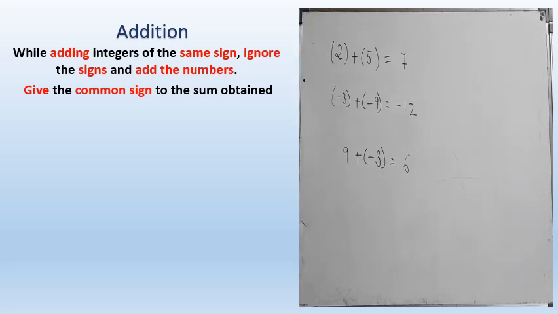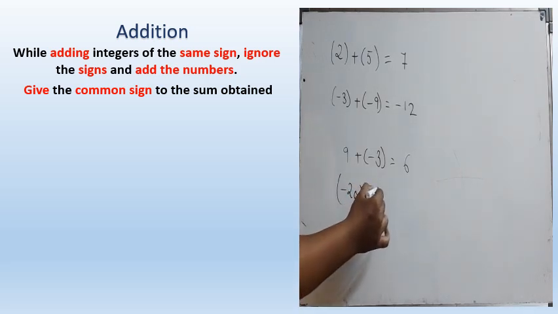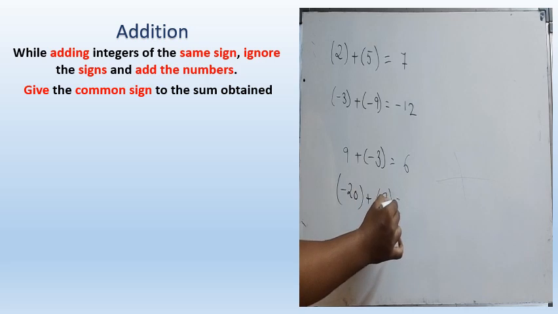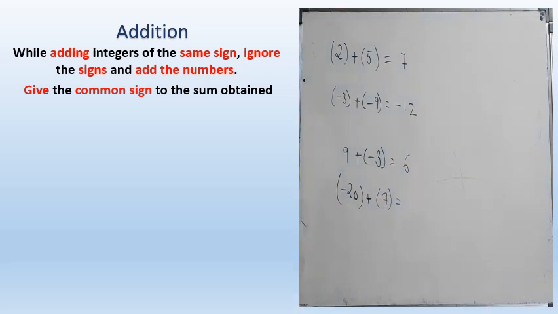I'll do one more example so you have a clear idea. So if I have minus 20 plus say 7. Minus 20 plus 7. Now we are going to do the same thing. We are going to add two integers with different signs. We are going to ignore the sign of the integers and subtract them. So 20 minus 7. 20 minus 7 is 13.